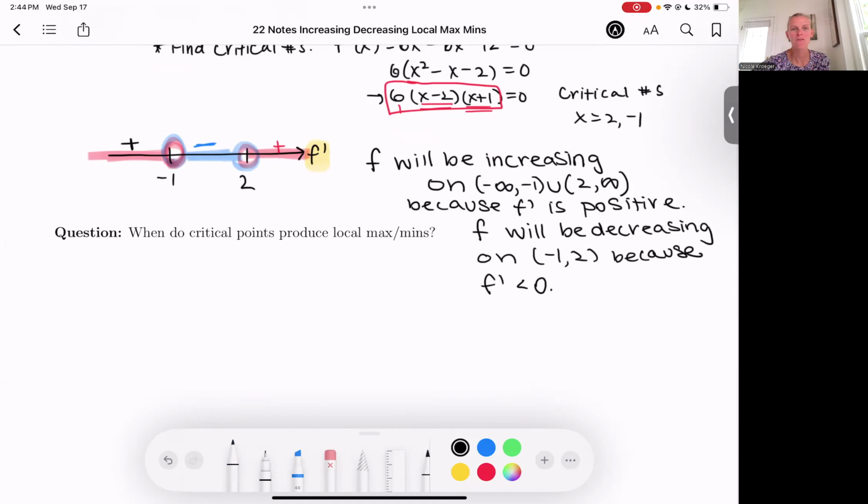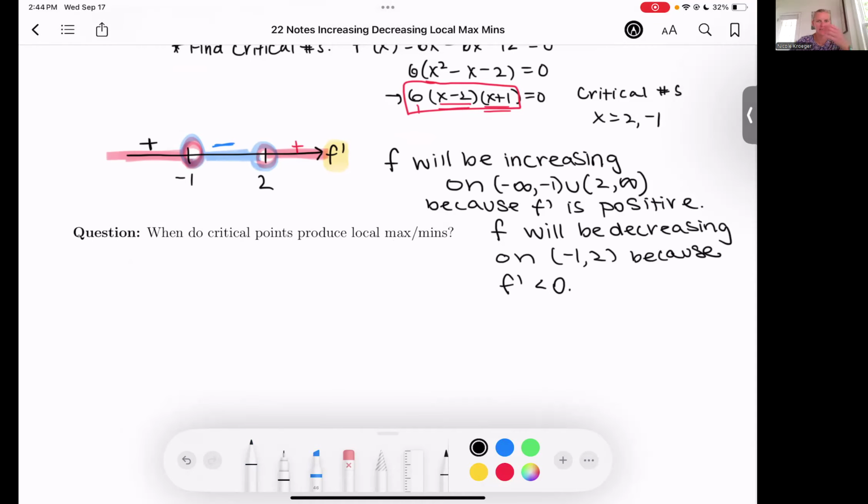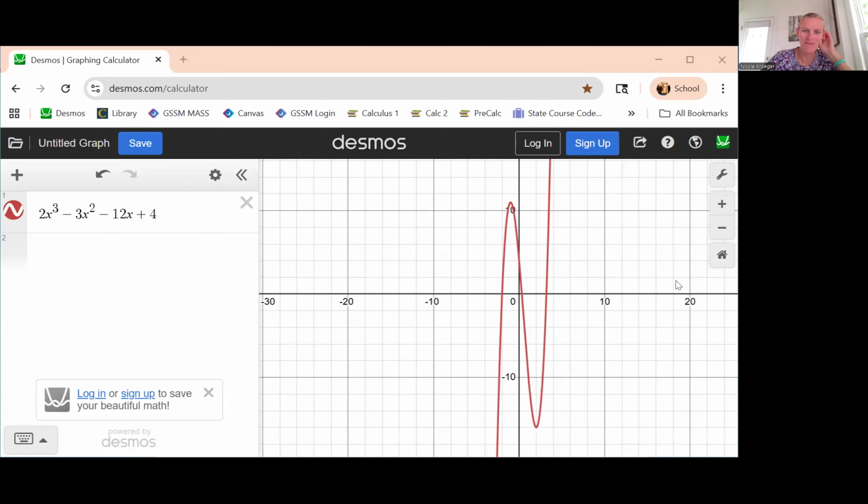Okay? So this is what we're looking at to determine where our function's increasing and decreasing. Let's look at this graph and see if there's anything more interesting that we can note. I have the graph of our function f of x pulled up here. I had to zoom out a little bit, but we do notice that indeed this function is increasing up until it gets to -1, and then decreasing from -1 to 2, and then increasing for x greater than 2.